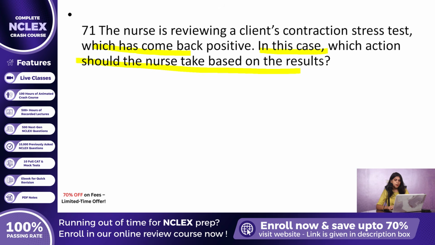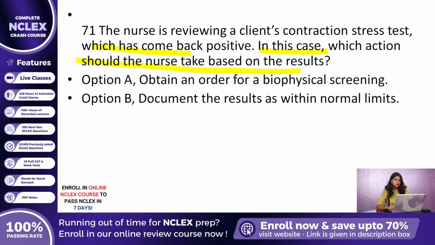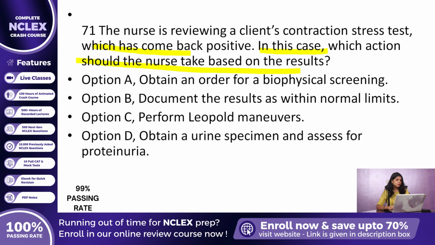Here are the options. Option A, obtain an order for a biophysical screening. Option B, document the results as within normal limits. Option C, perform Leopold maneuvers. Option D, obtain a urine specimen and assess for proteinuria. And the correct answer is option A, obtain an order for a biophysical screening.